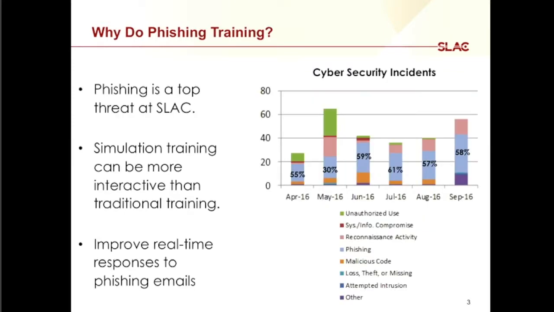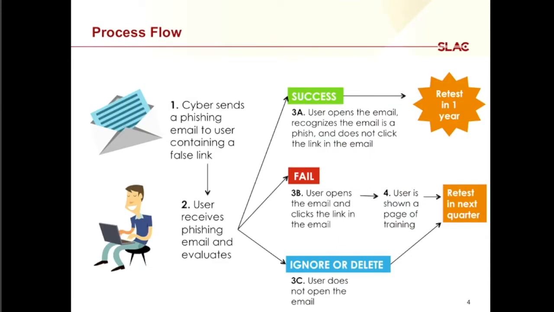So we decided to do a phishing training program because, number one, phishing was a huge threat for us at Slack. If you look at the chart, you'll see that the area in blue shows that phishing consistently across every month is a large portion of our incidents. So we decided to do something about it. And we heard that in industry, they have this new simulation style training where users can be sent fake phishing. And a lot of industries had a lot of success with it. So we decided to go with the SANS tool and try it out. And we wanted to do it mainly to improve real-time responses to receiving phishing emails. So this is how we did it.